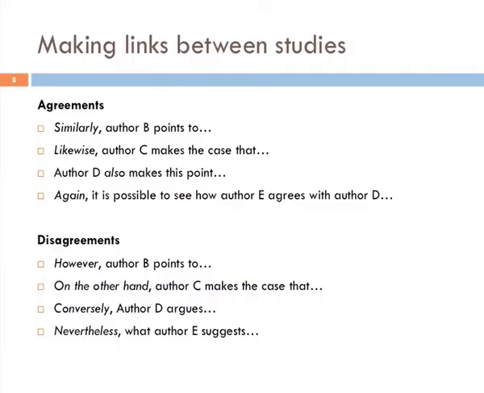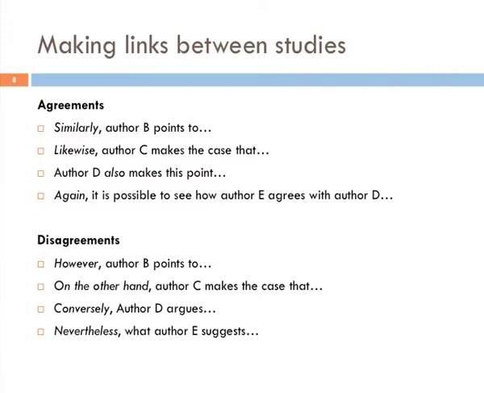So, for example, you will make arguments like this in your review of literature. Similarly, author B points to, and in another way you see, likewise if you are agreeing, you say likewise author C makes the case that. So, if you want to do another type of argument, author D also makes this point, you say that author D, for example, Ranbir 1960 in brackets also makes. Here you will not mention only the author, you mention the year the first time, later you can also say that.